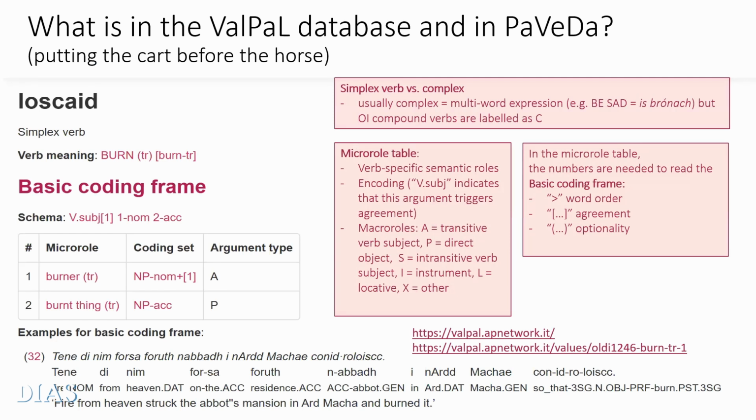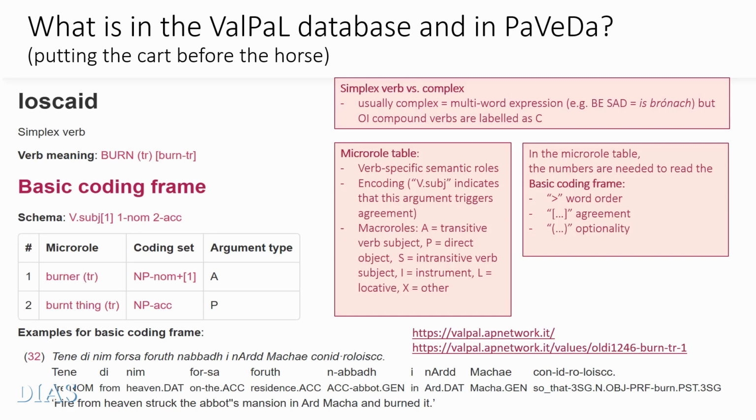What is in PaVeDa? Just to put the cart before the horse, before I explain how I made this, this is part of the page for the counterpart for burn, transitive, in Old Irish. So for the verb, you have a micro table where you see the micro-roles, burner and burnt thing, and the coding set: the nominative in square brackets, you have the agreement, and the burnt thing in the accusative. Then you have conventional names for the argument types, which are useful to be able to compare languages. So A is the conventional label for the subject of a transitive verb, and P for the object.